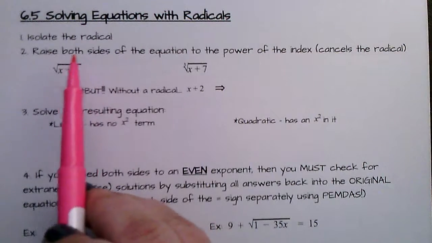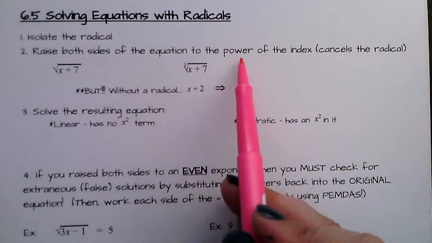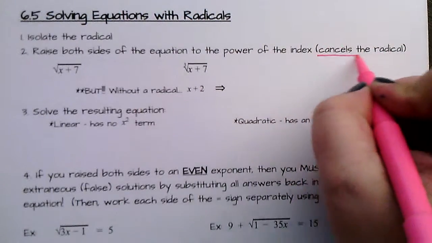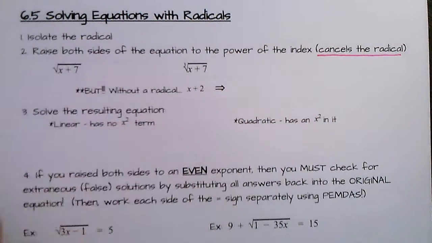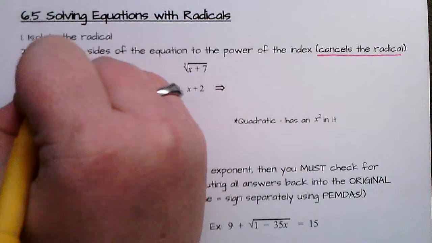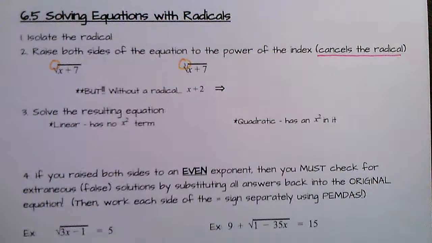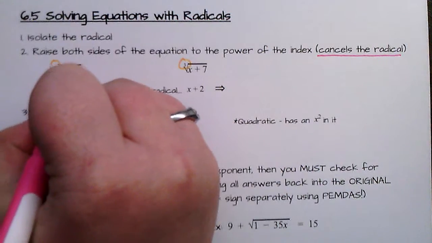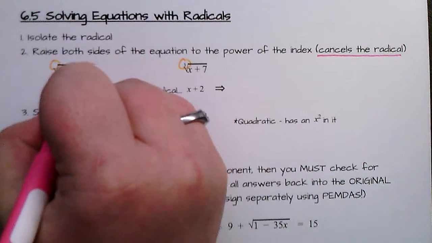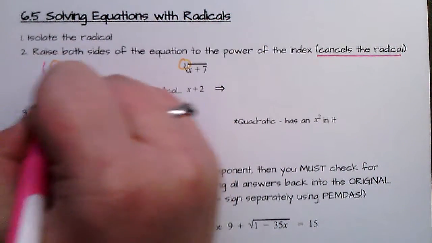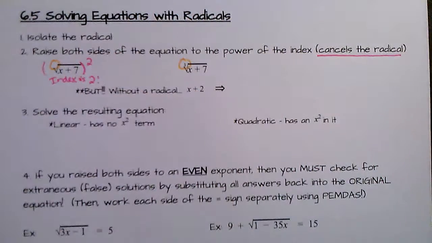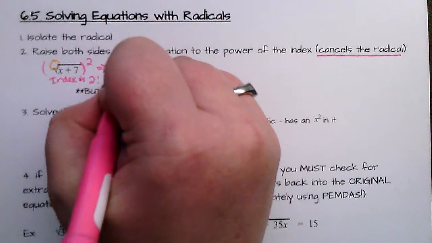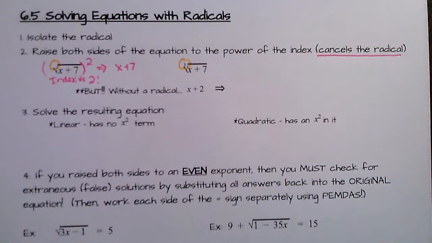The second thing we have to do is raise both sides of the equation to the power, or the exponent, that's the same as the index. We do this because it cancels the radical. So this one here, if you look, the index is here. Remember, we always look, that's where the index is, and we circle it. This index is not written, so we know the index is 2. So since the index is 2, we raise both sides to the second. That will cancel the radical, and it will give us x plus 7.